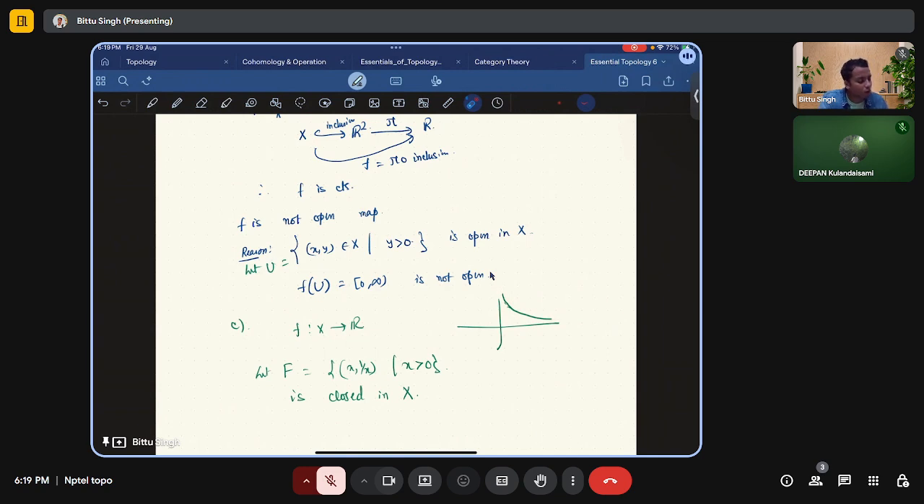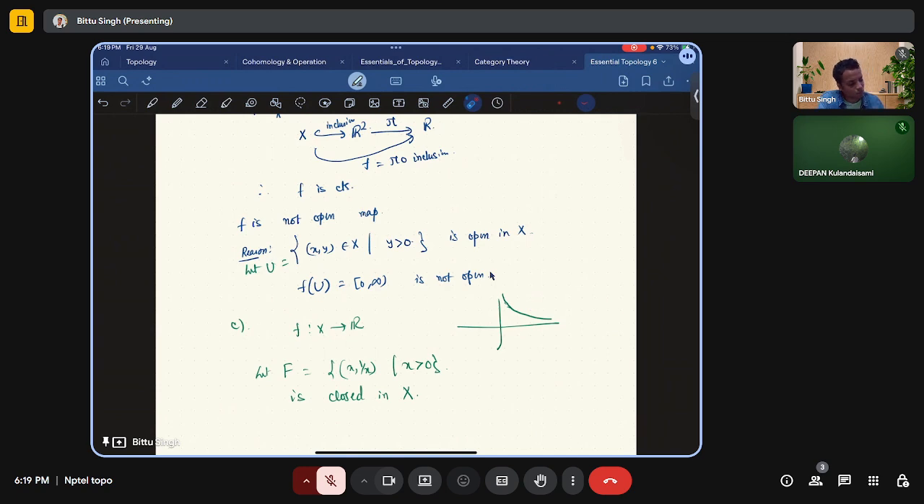Now, why is this closed in X? It should be clear, right? Because it contains all the limit points. Therefore, it is closed. You can also see in this way that the complement of this part is open. There is a more general theorem. You can use that also.